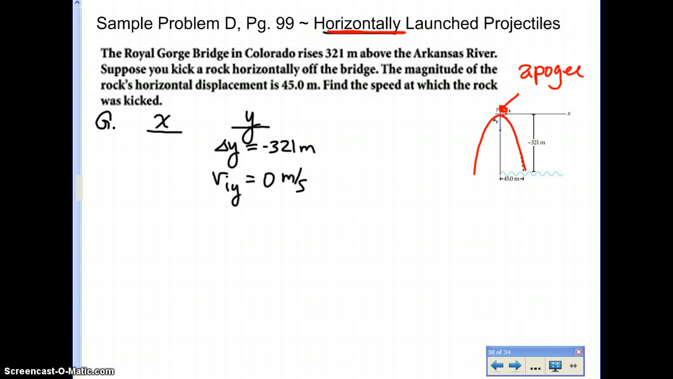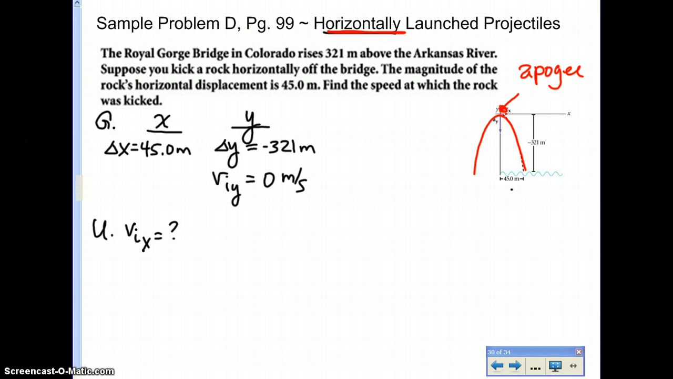What else? We know that the magnitude of the rock's horizontal displacement is 45 meters. So that tells us that it's going to travel a horizontal distance of 45 meters before it hits the water. And our unknown is to find the speed at which the rock was kicked, which we know was entirely in the x direction. Are we missing any important information from our givens?